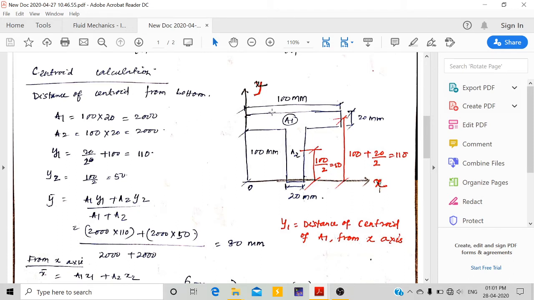First is my area A1. The top area is called A1. This A1 is a rectangular section, length into breadth, 100 mm into 20 mm. For A2, this height is 100 and this width is 20, so this is 100 into 20. Next is Y1. It is the distance of the center of this section from here. From here to here it is 100, and this 20 has its center at 20 by 2, which is 10.